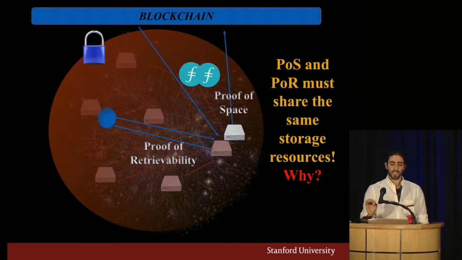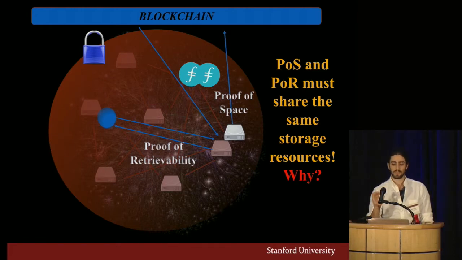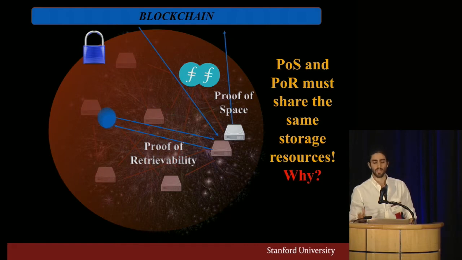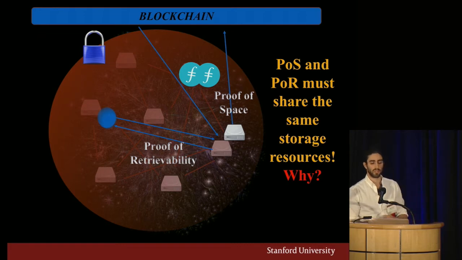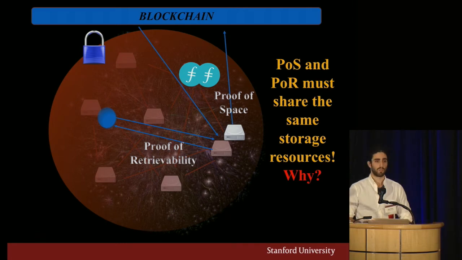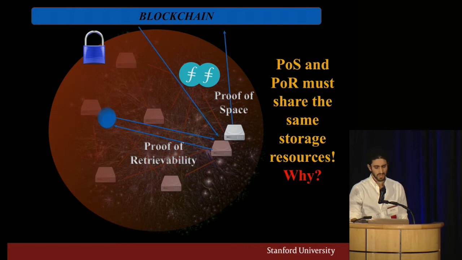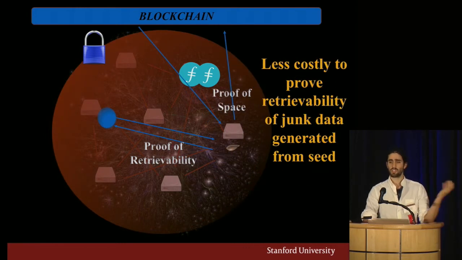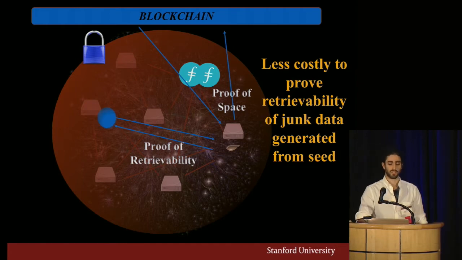In fact, it's really necessary for the proof of space and the proof of retrievability to share the same storage resources as well. Why? Let's say that you separately gave a proof of space and a proof of retrievability that you could retrieve some file. Then you would need to use two separate disks for each of these tasks, one to actually store the file that you're proving you can retrieve, and the other, which you're using for this proof of space, which may not use the same resources. And so now it's actually less costly to prove retrievability of some junk data generated from a seed, because then you don't have to store that.